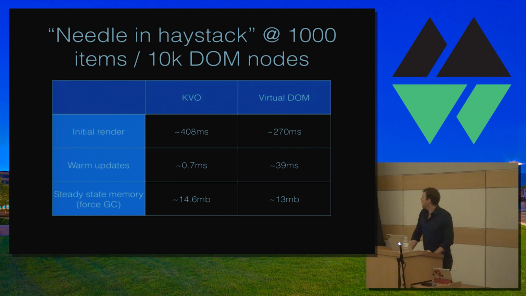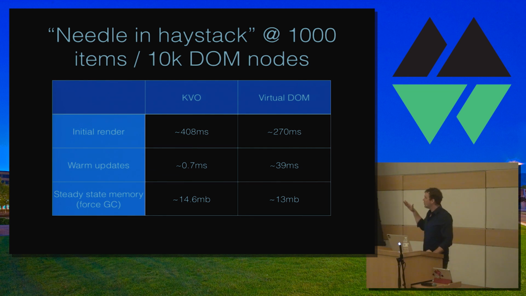If you look here, for this warm update, this needle in a haystack thing, you'll see that KVO system Ember is sub-millisecond. It's just a callback and a DOM manipulation. It doesn't get much faster than that. Whereas virtual DOM system has to diff all 10,000 of those DOM nodes, and it takes around 40 milliseconds.